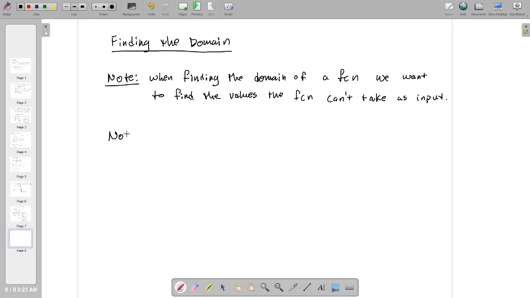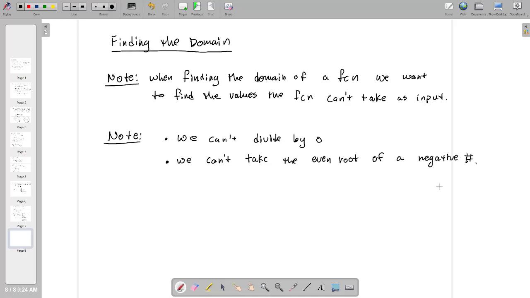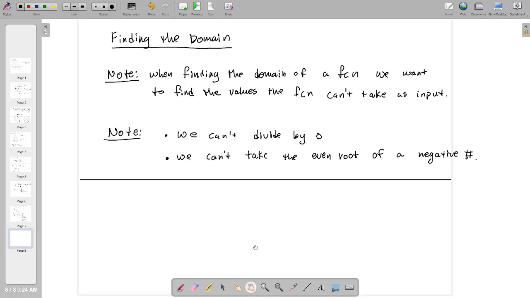So let's make another note and express the ways for which a function is undefined. We can't divide by 0, and we can't take the even root of a negative number. Now these are the two that we know of so far. As we move forward in the class, we'll talk about other functions and their domains, and then we'll add to this list. But for right now, these are the two that we know.